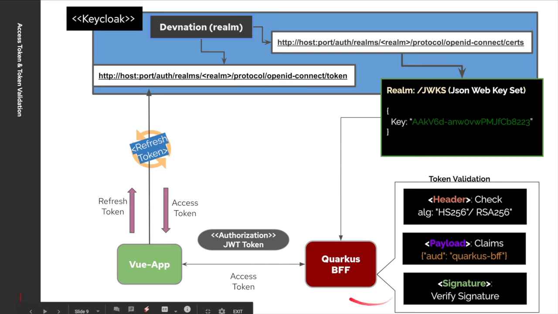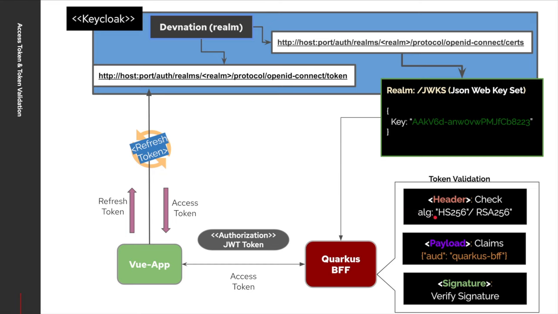And your Quarkus backend during startup will fetch this JSON web key set. This is done internally. You can also do it by yourself if you are writing a new architecture or any backend application for which an adapter is not provided. You can fetch this JSON web key set, which is used to validate any JWT token passed from your frontend application. Token validation comes with three things that you must check.